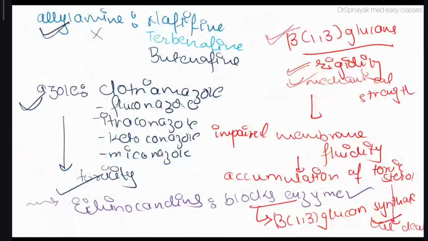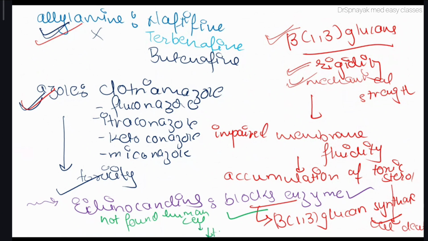Now, what are the benefits of echinocandins over allyl amines and azoles? First of all, the very important advantage that echinocandin carries is that it blocks the enzyme beta 1 3 glucan synthase, which is not found in the human cell. So what will happen?